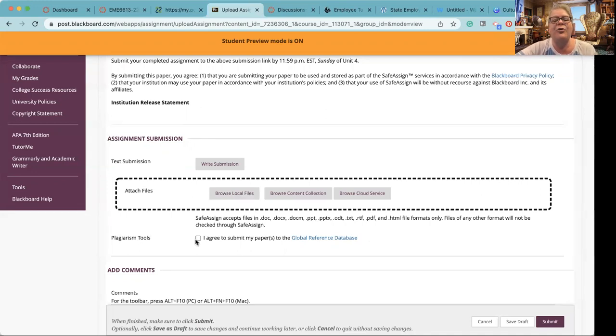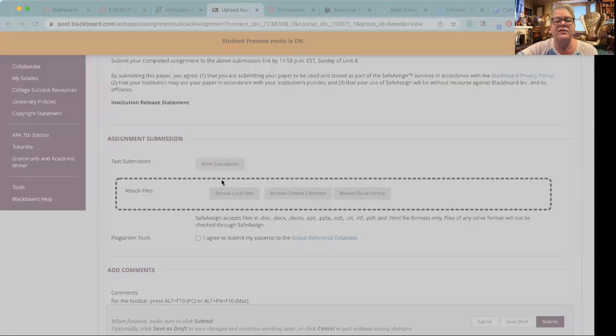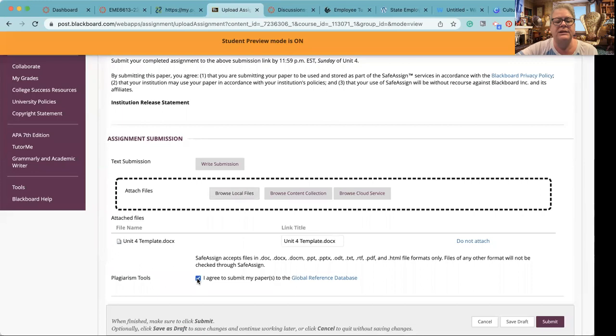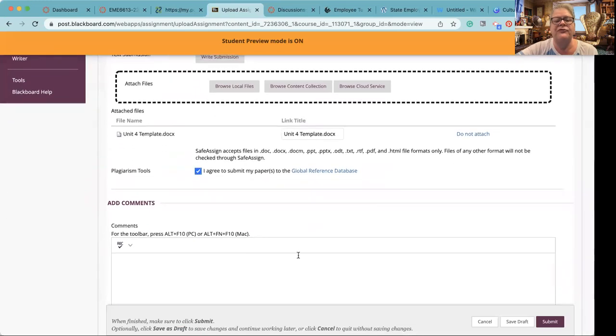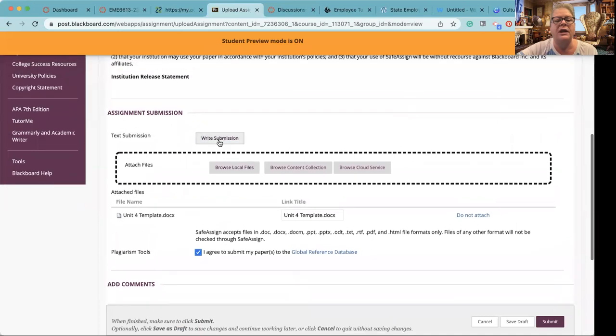Okay. So you'll click on browse local files. You'll choose it. You'll click open. You'll agree to submit your papers to the global reference database. And then you click submit. You do not need to put anything in the comment bar. And again, do not use write submission. You want to actually upload a document.